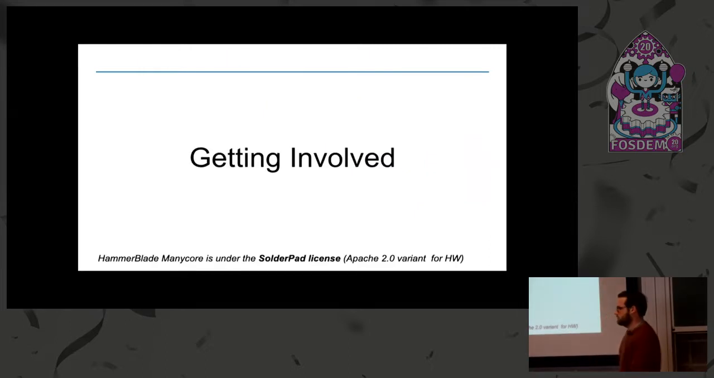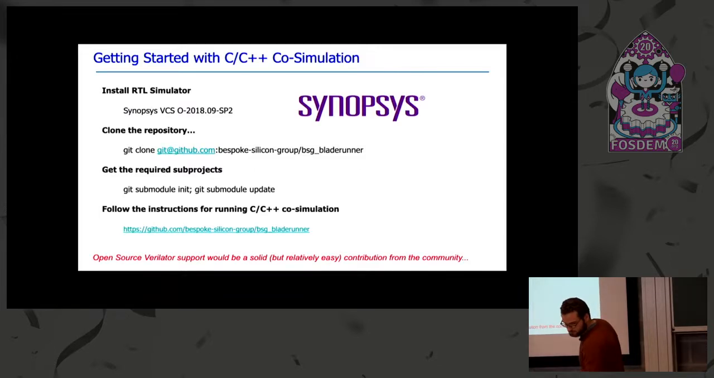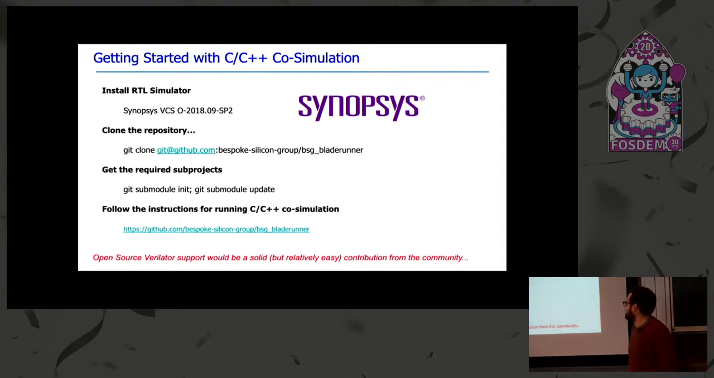So now I've given you an overview of mapping an application to HammerBlade. I want to onboard you all with how you can get involved. So our main simulating environment is a C++ co-simulation environment. It allows you to simulate your entire stack, the host software, the manycore software. We use Synopsys as our RTL simulator. I should note that most of the code in the RTL in our group is Verilator friendly, so it would be a straightforward and solid contribution to get Verilator working.